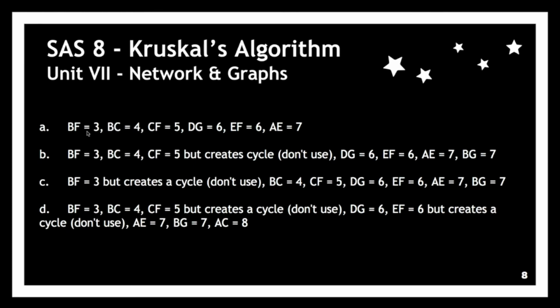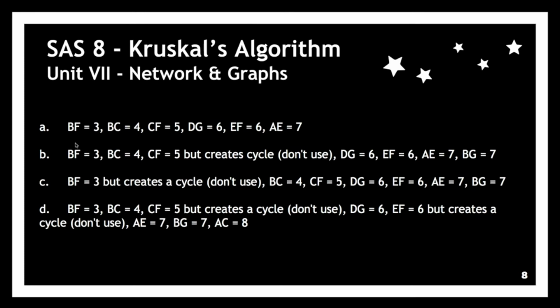And then the next one, A, CF is 5, and then we move on. But on B, it says CF equals 5, but it creates a cycle, so we don't use it. It also says that down here at D, CF equals 5, but it creates a cycle, don't use it. Now, why would we determine that that created a cycle? If you look carefully, B goes to F, and then B goes to C. If we connected C and F, we would have a triangle, and we would have redundant pathways. So B and D are both correct in that it creates a cycle and we don't use it.